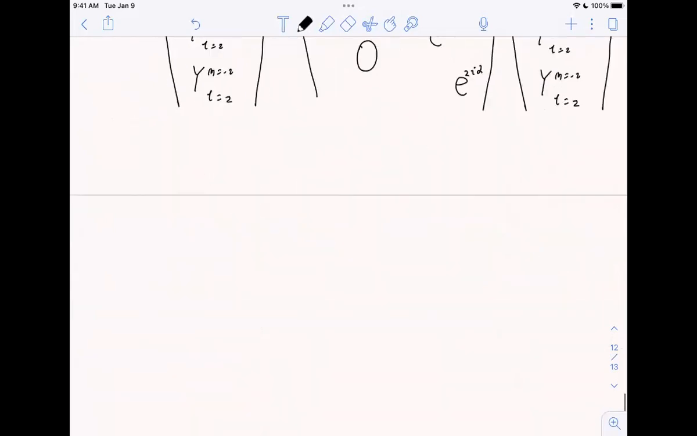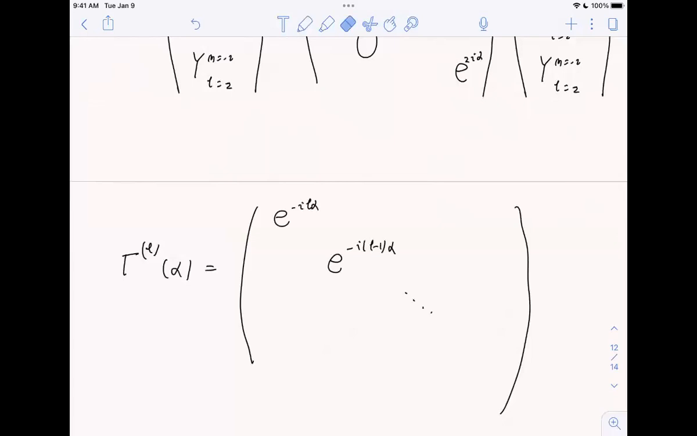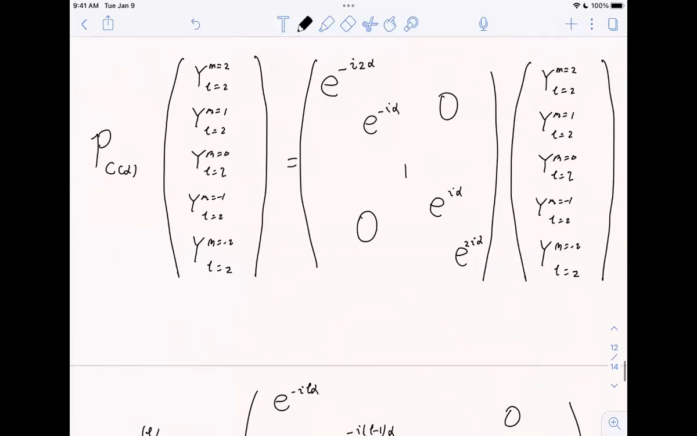So generally, if you have an L rotated like that, the matrix will look like this: e to the negative i L alpha, then L minus 1 alpha, dot, dot, dot, all the way to the end, you just get e to the i L alpha. All the others are 0. So you get something like this, just expanded for all L. So what is the character? This is the representation for L equal to 2, for this class.